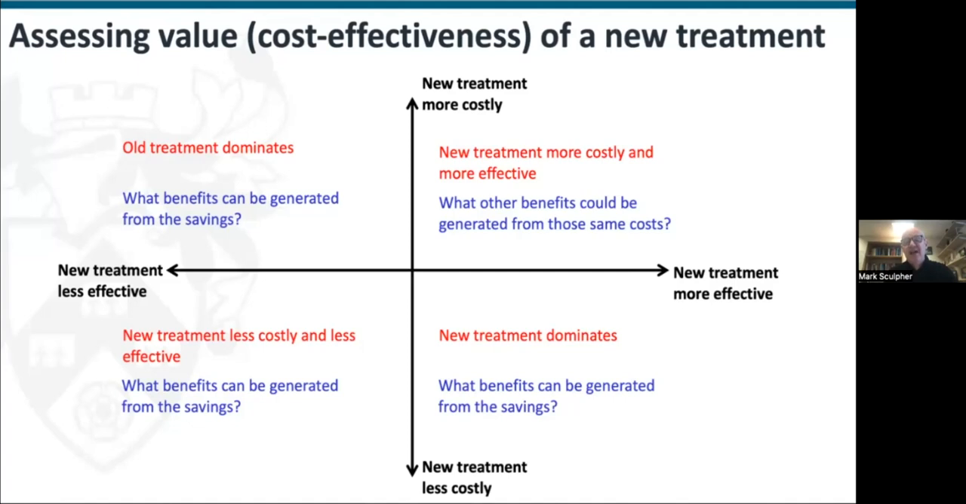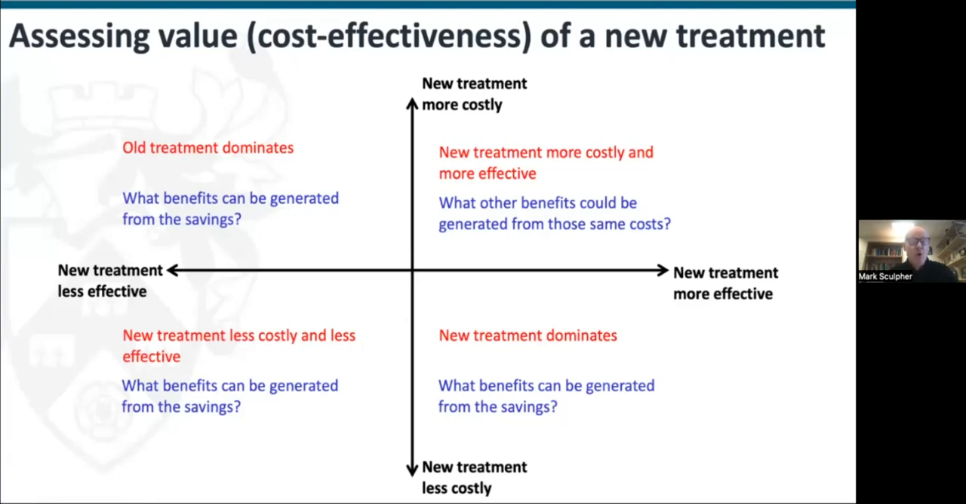So we have to understand in this quadrant what other benefits could have been generated if we were to spend the same additional amount of money on other things. So this new drug offers benefits, but because we're going to have to spend more money on it compared to what we currently spend on these patients, then we need to know what health benefits we are going to be foregoing for other patients.